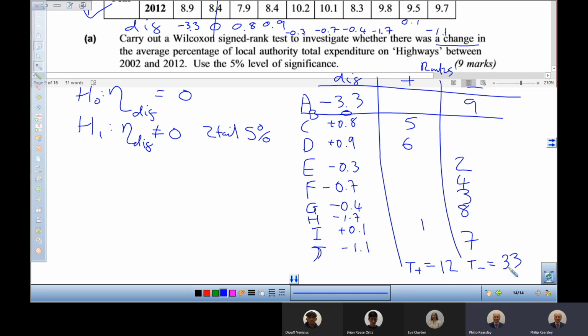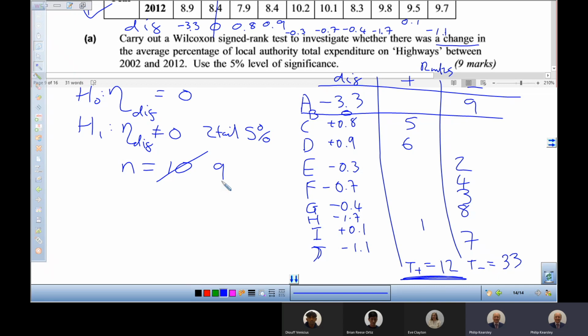So there we've got two test stats. We're going to use the smallest, unfortunately. I'll remind you why in a second. Two-tail, 5% for a sample size. Well, there used to be 10 pairs. However, local authority B has no use, so that's turned it into sample size 9.